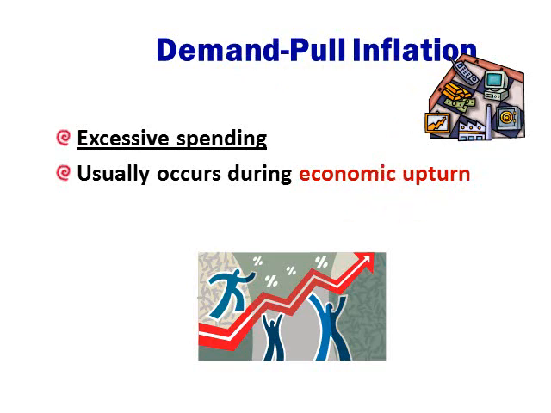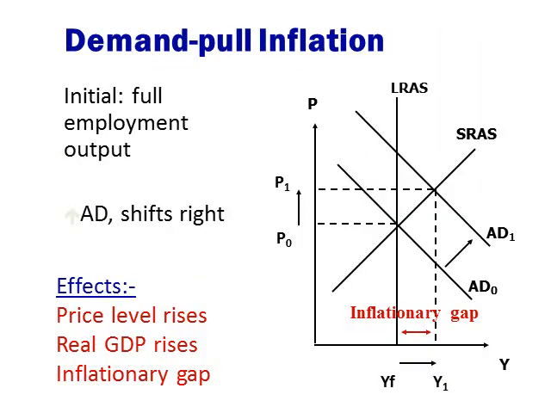Now let's take a look at what the diagram looks like. You can see your starting point is here, at full employment output. We mentioned that the cause of demand pull inflation is excessive spending. So here you are already producing at potential, YF is here, but yet your AD rises some more. It could be your C, I, G, X rising or your minus M falling. So AD rises, shifts to the right, and you end up in this equilibrium.